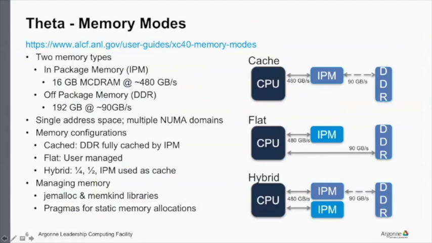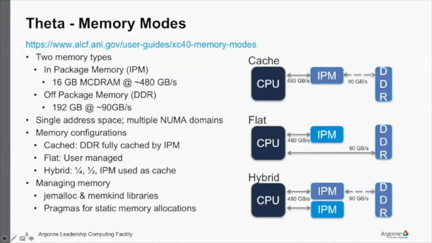In cache mode, you can access a single large memory space with the DDR feeding the in-package memory at 90 gigabytes per second, and the CPU accessing the in-package memory at 480 gigabytes per second. And so in cache mode, you get access to all of that memory, and this is one means by which an application can make use of all of the memory on a node without any changes to the source code.